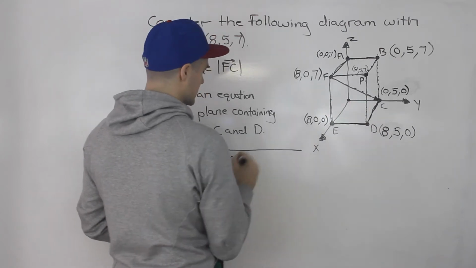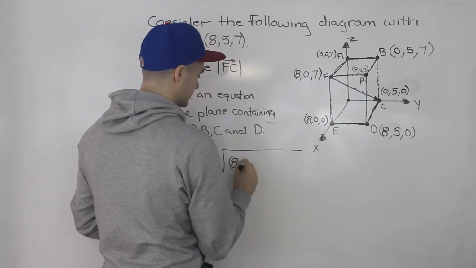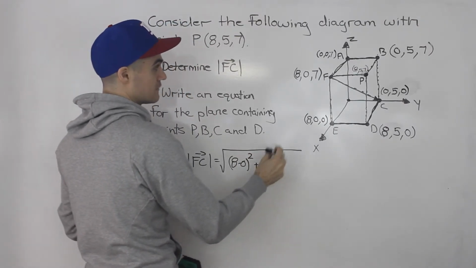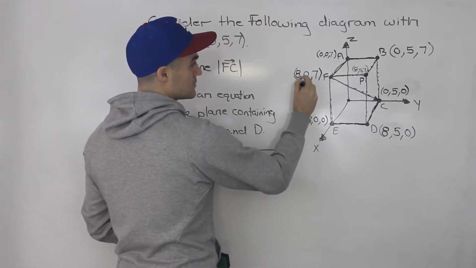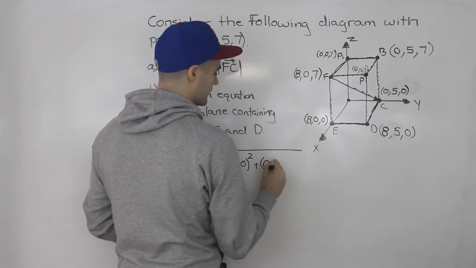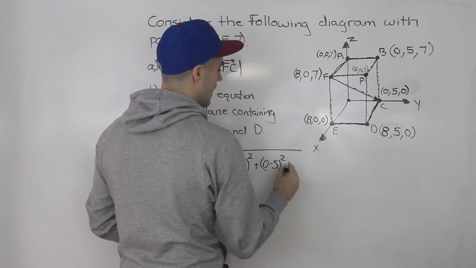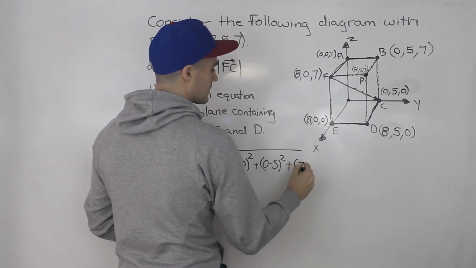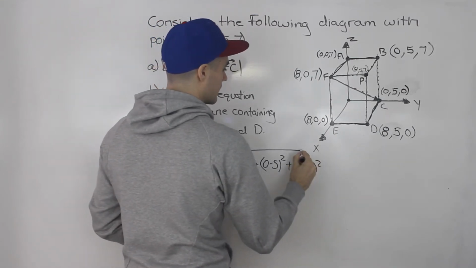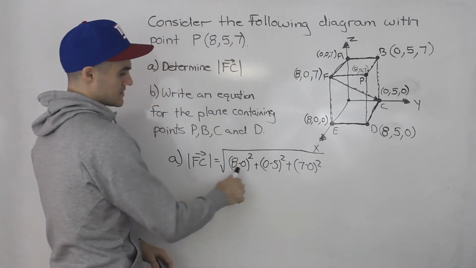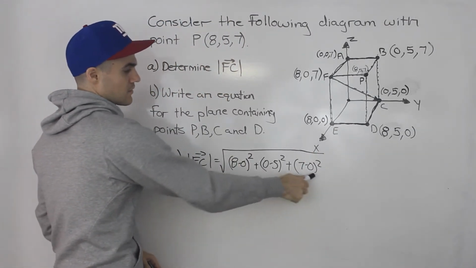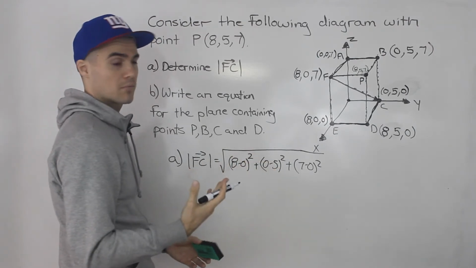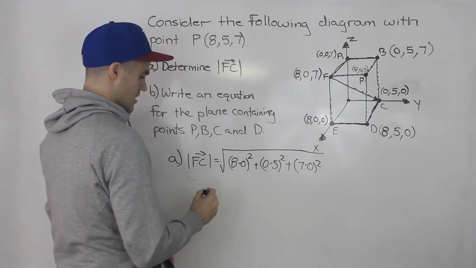So what's the difference in the x coordinates between F and C? Well, 8 minus 0. And then we're going to square that. Then we're going to take the difference between the y values, so 0 minus 5, square that, and then 7 minus 0, square that. We could have also rearranged this and did 0 minus 8, 5 minus 0, 0 minus 7. It doesn't matter because when you square it, it's going to turn positive anyway.